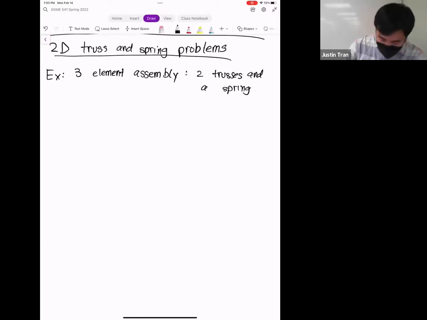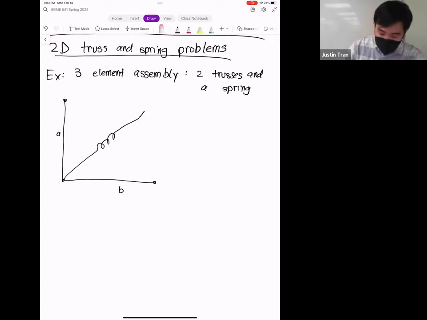Two of these elements are going to be trusses, and one is going to be a spring. We're going to have an element like this, which we'll call element A. Then a horizontal element like this, which we'll call element B. In addition to that, we have a spring going up like that. Oh, excuse me. The spring is B, and the bottom truss is C. So this is B, this is C.